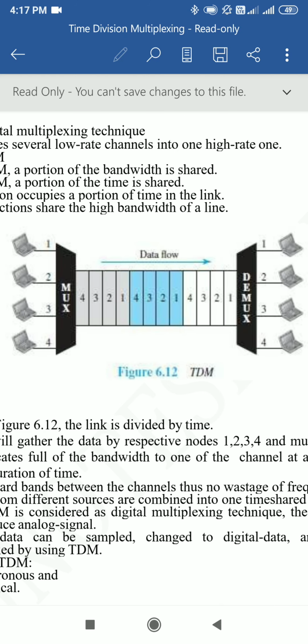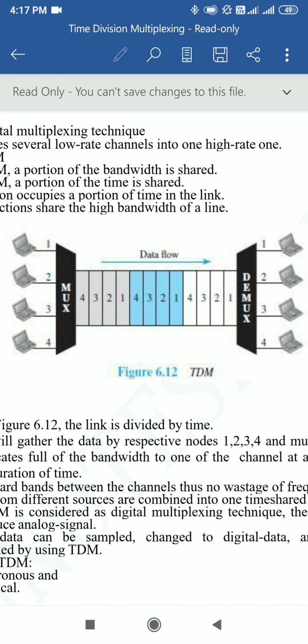Already we studied the other two techniques of multiplexing, that is frequency division multiplexing and wavelength division multiplexing. In frequency division multiplexing, a single link was divided into n number of channels, where for each channel a frequency was assigned and the combined frequency of all the channels was equal to the frequency of the link. In the same manner, in wavelength division multiplexing, the channel was divided according to the wavelength.